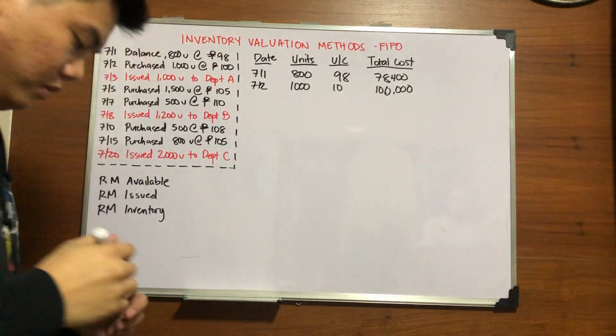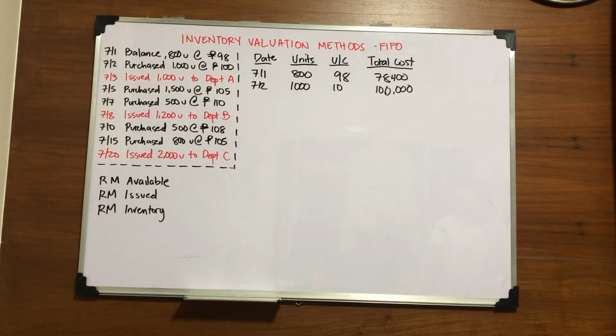So again, to give you an idea, under the FIFO method, raw materials inventory is reported at latest cost, while the cost of raw materials used is reported at earliest cost. The raw materials used is similar to raw materials issued, and you would be using the earliest cost. Since on July 3 we have a transaction relating to issuance, what we will do is use the 1,000 units using the earliest cost possible.